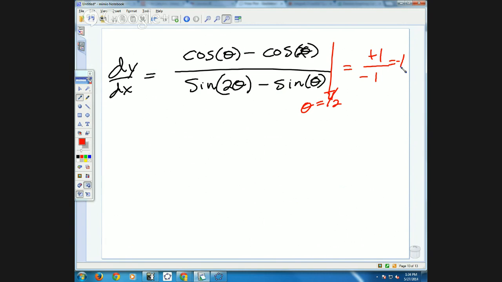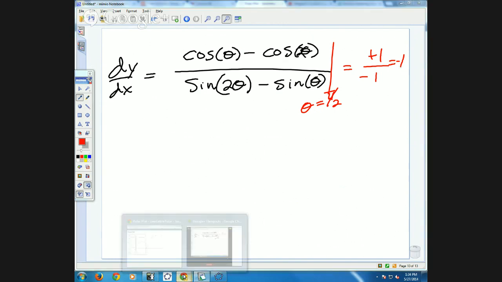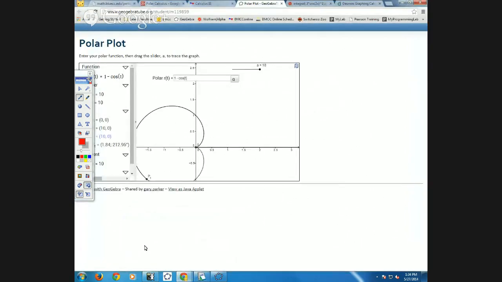So what do we know? We know that, where's my graph? This graph right here, at that point of intersection, when theta is pi over 2, r is 1, has a tangent line with a slope of negative 1. Can we graph the line and the curve on the same space? Probably. Yes, we can. Okay, so let's do it.